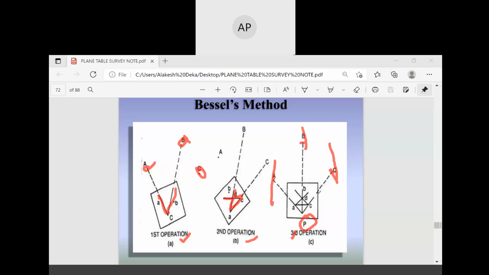Then you have to bisect station A from this point and draw the lines AP and AC, AD like that. It will intersect at one point. All three positions from P you have to bisect, and at point D they will intersect.